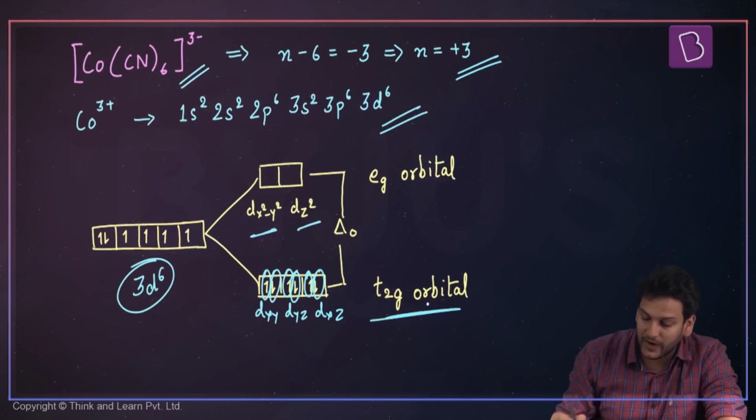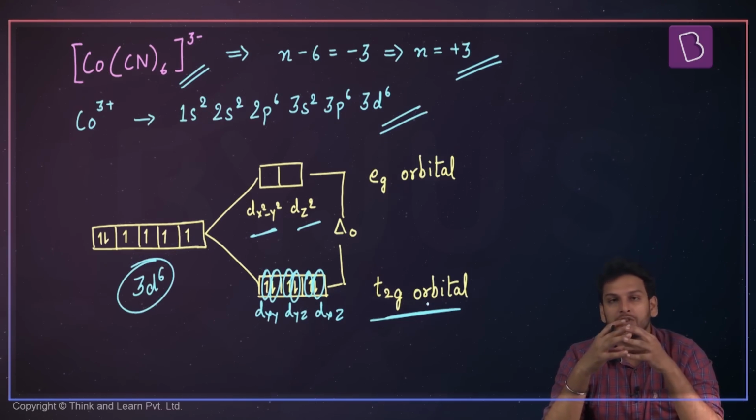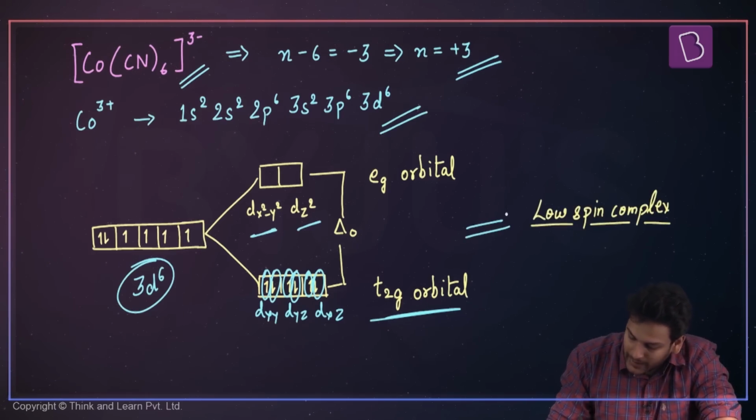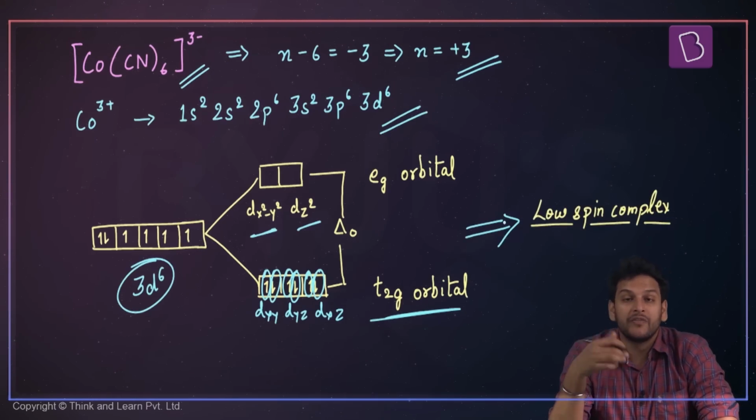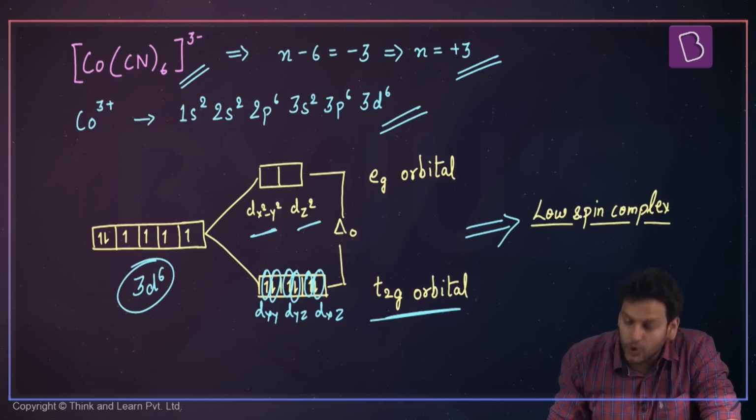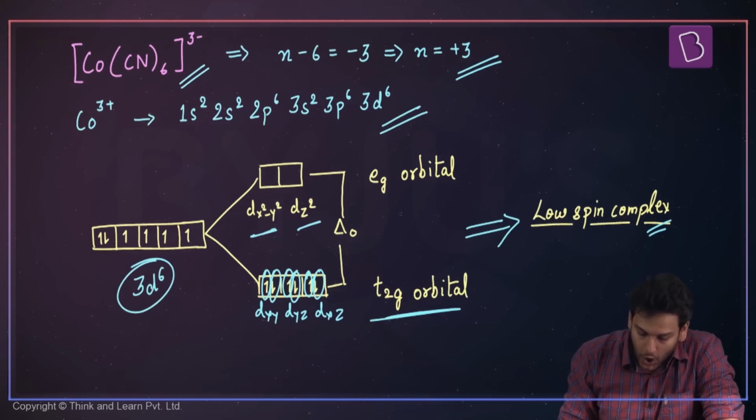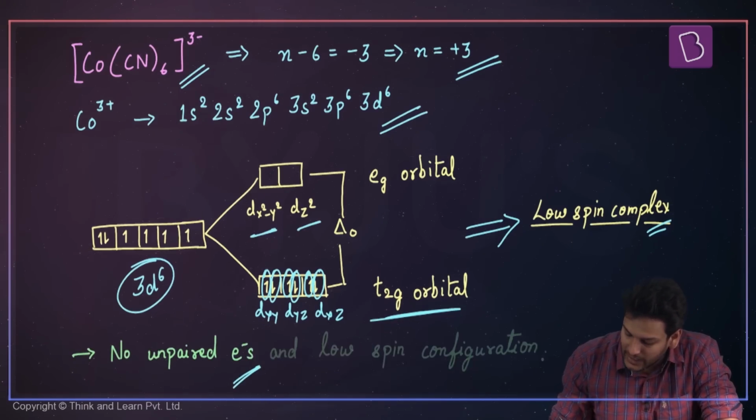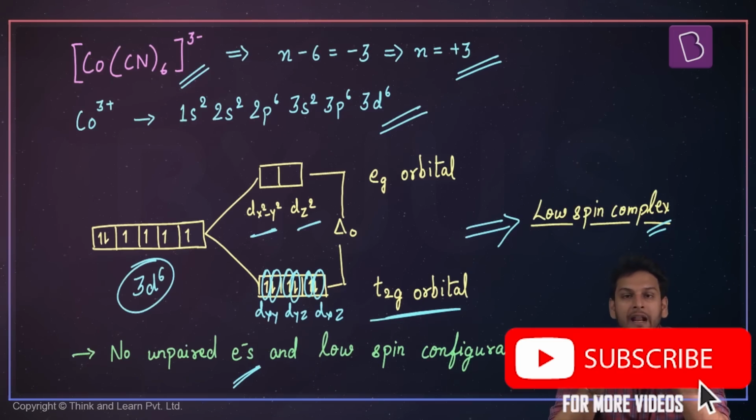Because all the 6 electrons are at the lower energy level, it will be a low spin complex. Whenever there is a strong field ligand, it will lead to a low spin complex. And as you can see here, all the electrons are paired, so there are no unpaired electrons and it is a low spin configuration, and that's how you can get your answer.